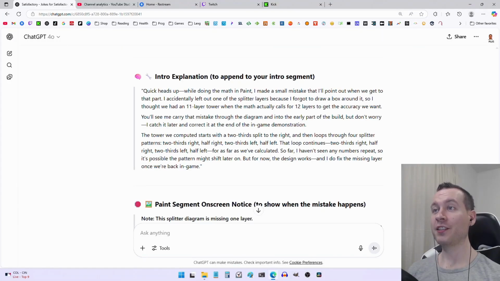Quick heads up, while doing math in Paint, I made a small mistake that I'll point out when I get to that part. I accidentally left out one of the splitter layers because I forgot to draw a box around it. So I thought we had an 11-layer tower when the math actually calls for 12 layers to get the accuracy we want. You'll see me carry that mistake through the diagram and into the early part of the build, but don't worry, I'll catch it later and correct it at the end of the in-game demonstration.